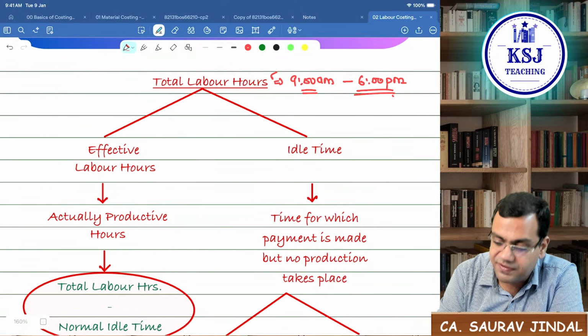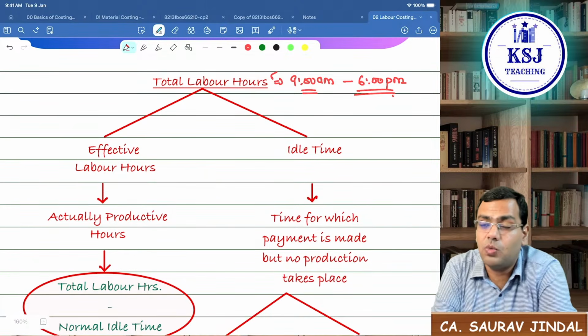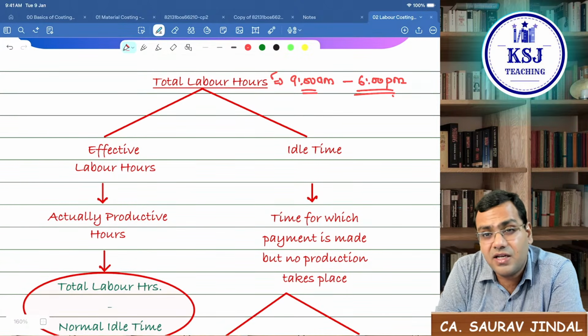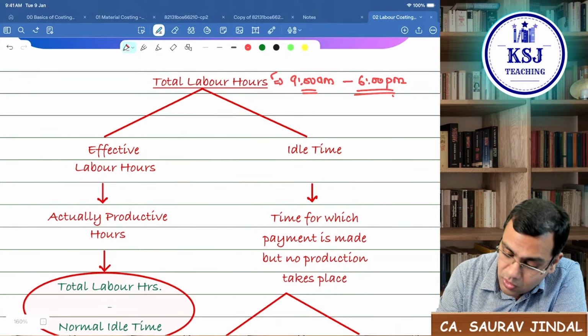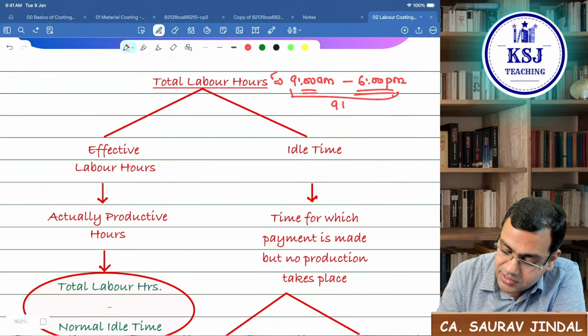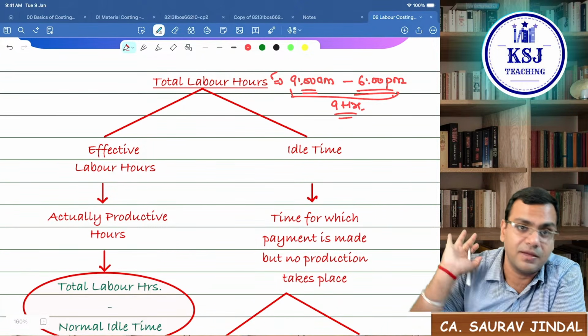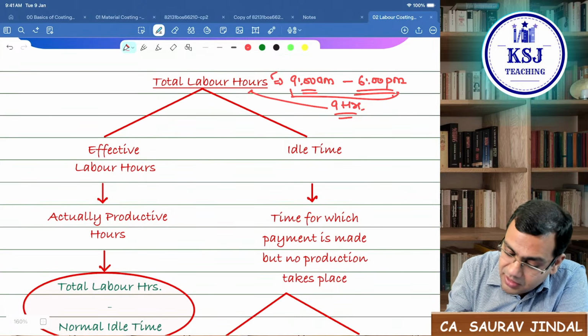A worker comes into the factory at 9 a.m. and leaves at 6 p.m. So what do you think? Is the worker working continuously for these 9 hours? His total hours means the total 9 hours he is spending inside the factory. This 9 hours is my total hours.